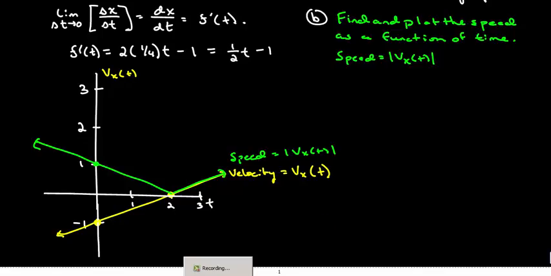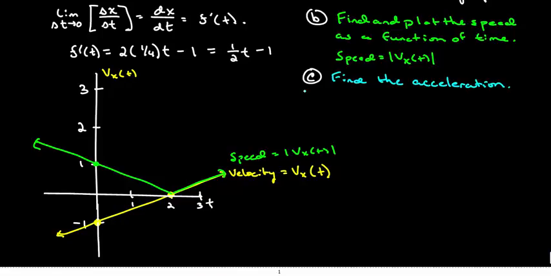Now let's go ahead and look at the third question. Part C says find the acceleration. Now the acceleration is given by the derivative of the velocity. Let me see if the book has anything for the acceleration function. No, they don't. Well, we can write it like this: acceleration is the derivative of velocity, the change in velocity with respect to time, which is f double prime of t.